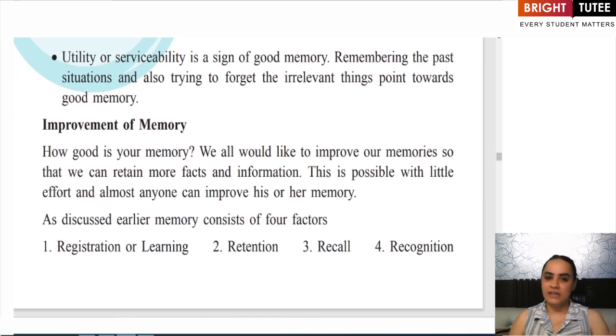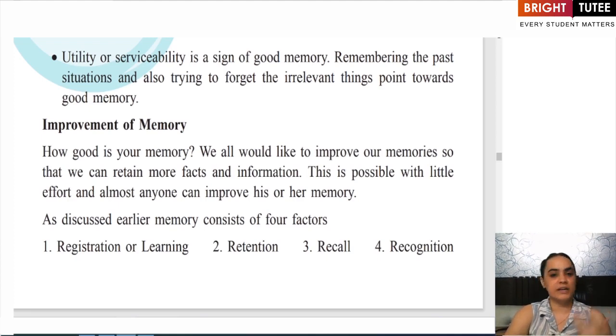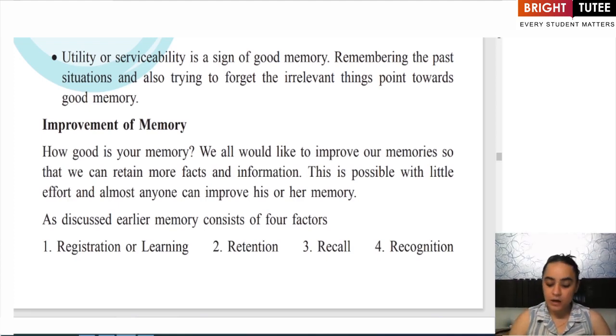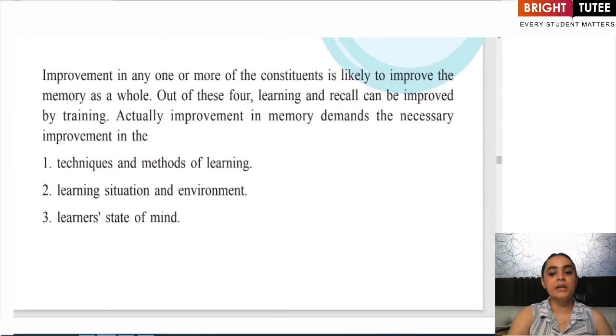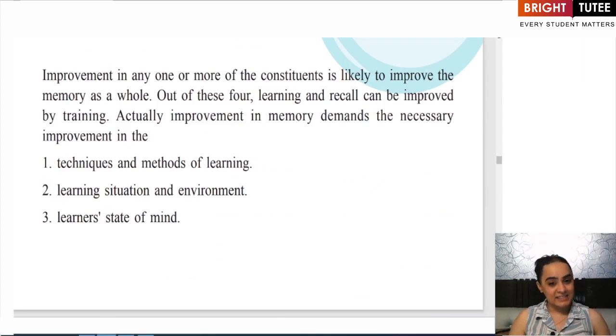So, we have discussed the factors already: registration or learning, recall, retention, as well as the recognition. So now, as I told you, there are ways in which we can improve our memory. There are a few techniques, there are a few methods, there are a few training modules that can help you to improve your memory.